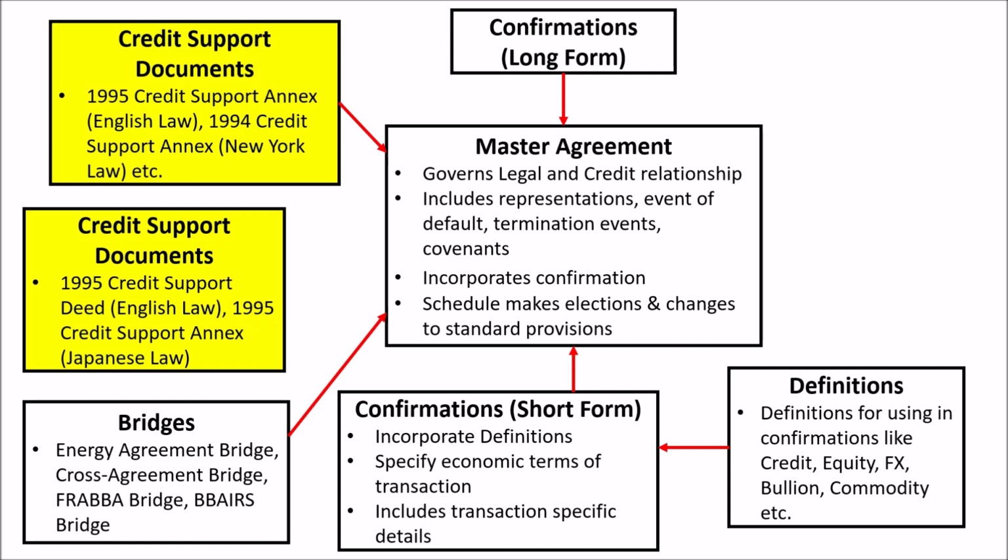The transactions between the parties are valuated and they are collateralized using the collateral agreements. They are used basically to handle mostly transactional risk arising between the parties in day-to-day operations. The collateral documents collateralize the trades between the parties. The 1995 credit support document governed by English law is one such example of collateral agreements.